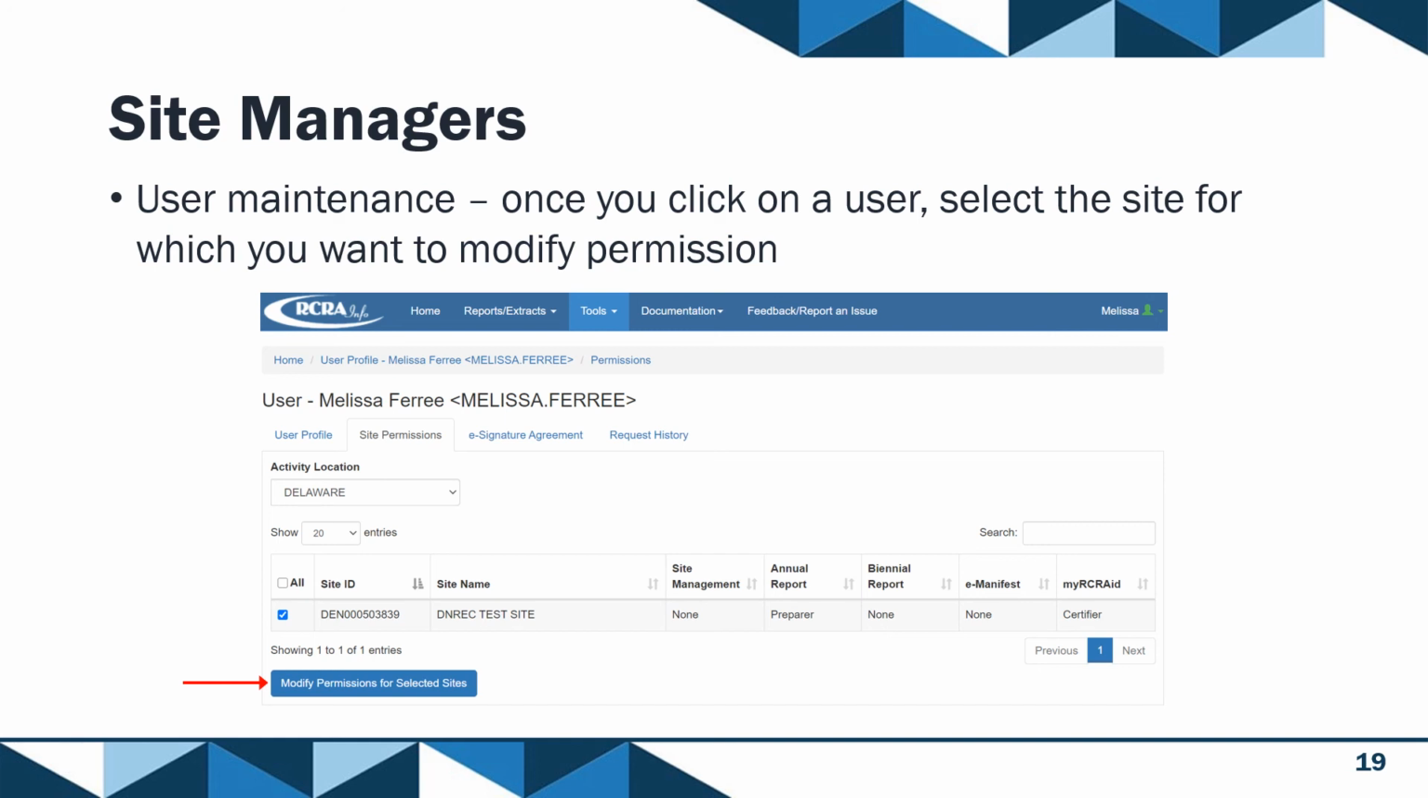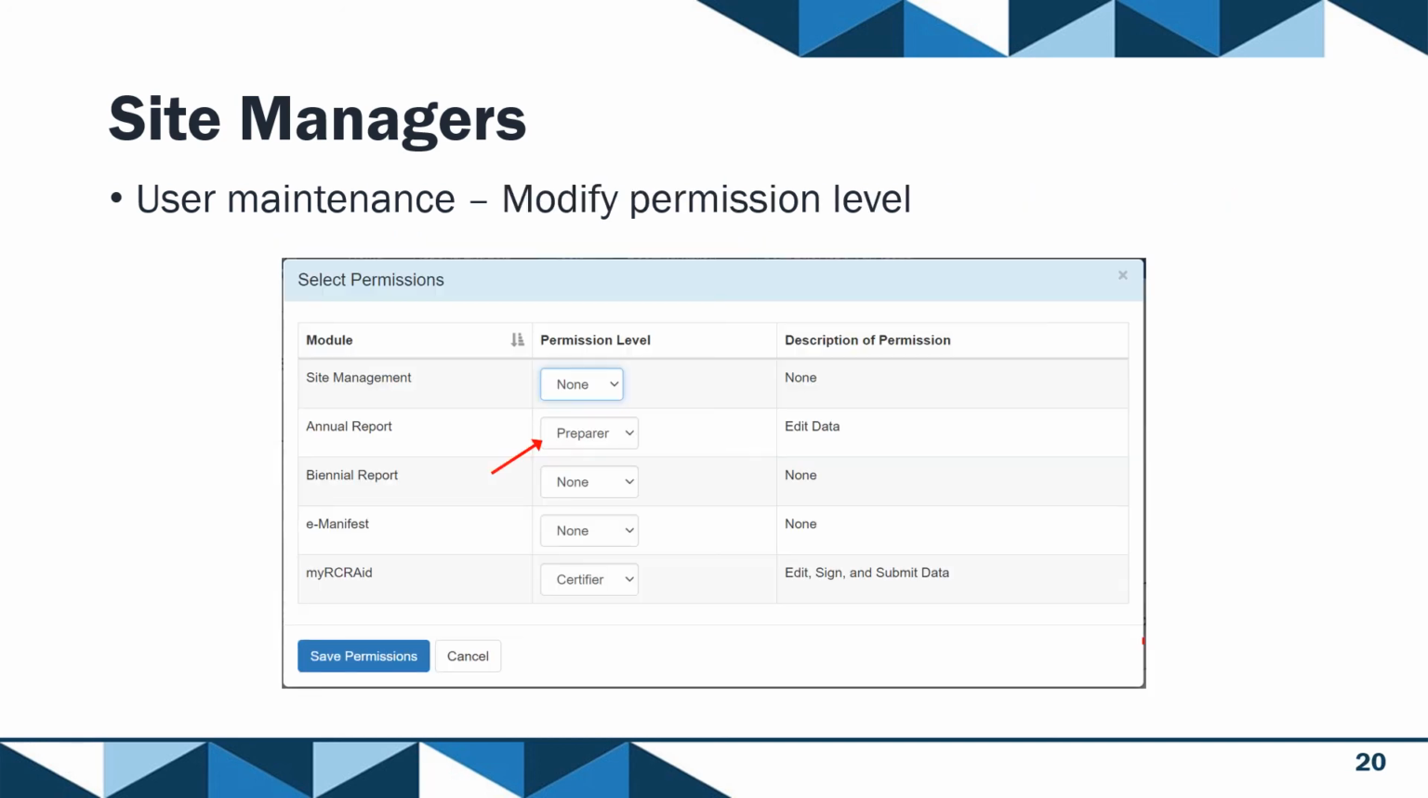And if you want to modify permission for more than one site, there's checkboxes there and you can select multiple sites. So once you've selected the sites for which you want to modify permission, you're going to click the blue Modify Permissions for selected sites. And this is where you'll be able to modify the user's permission for each of the individual modules in RCRAInfo. So if you have an employee that's no longer there, you'll want to change all of these to none. But you could also change in the other direction. If you have an employee that is a preparer and you want to be able to make them a certifier, you can do that. So you can change any of your users' permissions right here.